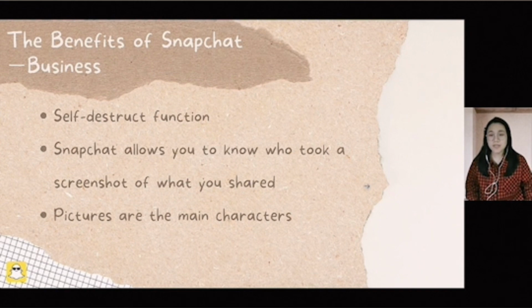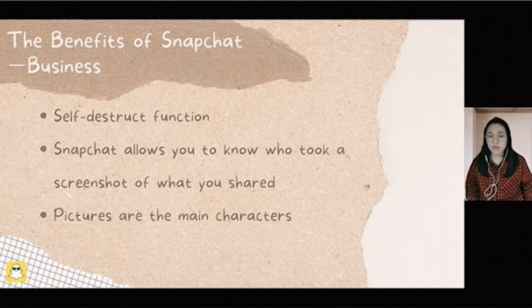From the business perspective, the first benefit, also mentioned earlier, is the self-destruct function. This function can increase curiosity for other users. They might check frequently for the latest and interesting content, and this can be a model for your company to catch customers' eyes. Second, Snapchat allows you to know who took a screenshot of what you shared. If someone took a screenshot, it means that he or she might be interested in the content, which makes him or her a potential customer.